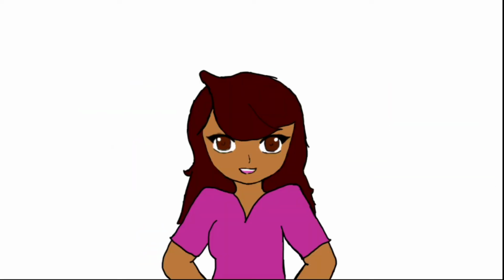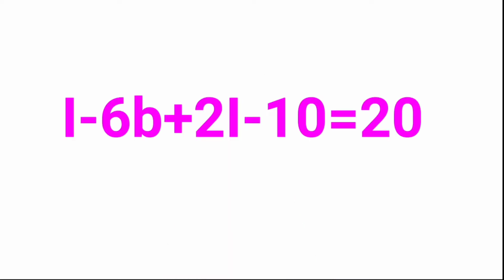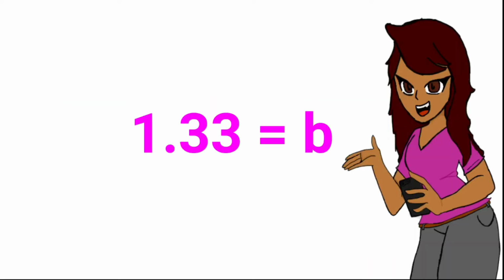Now remember, we aren't done yet. We still have to do the other equation. Now, this new equation is going to be the absolute value of negative 6b minus 2, minus 10 equals 20. And voila! Everything's going to be the same process-wise, and you'll arrive at your answer, which is 1.33 equals b.